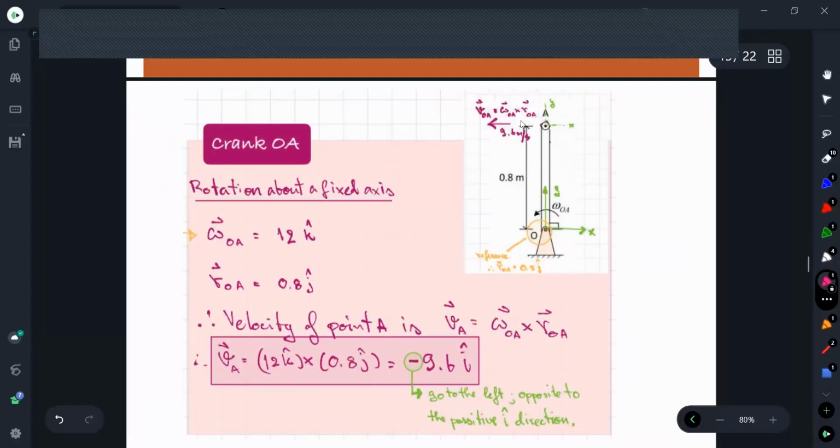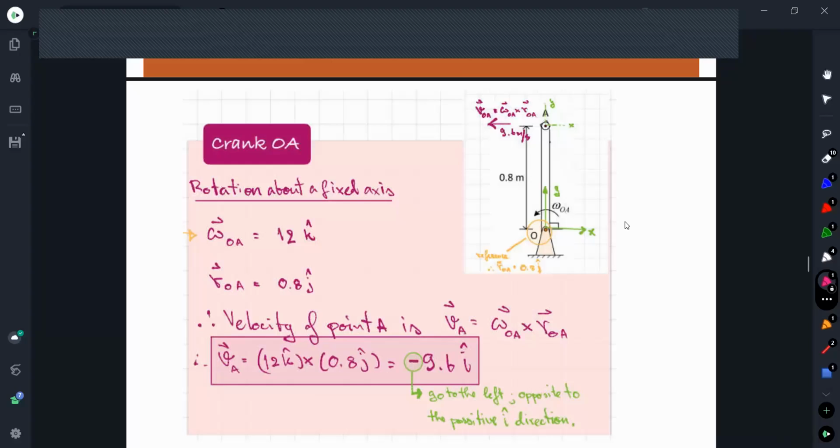From link OA, we may draw the picture and imagine that according to omega, that is in the positive direction, counterclockwise. So we may predict that the velocity of point A should be to the left. And it is confirmed by the cross product here. We already know omega OA is 12k, because the problem gives us counterclockwise, which is consistent with the positive k direction.